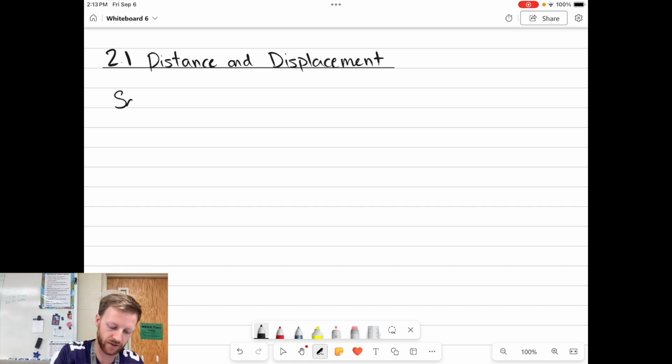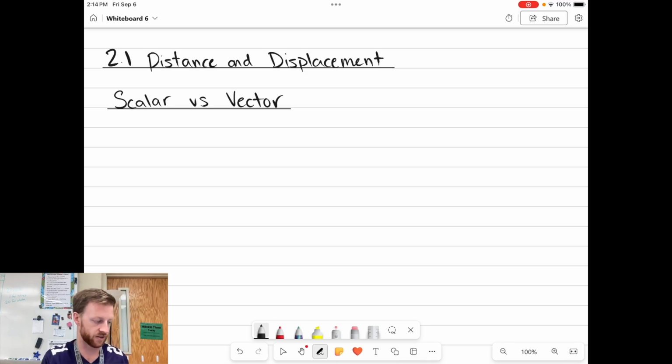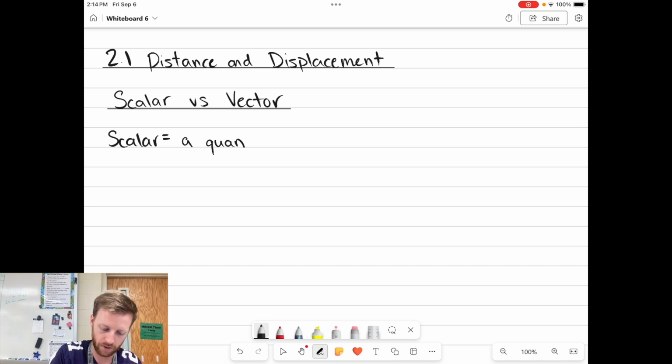The reason we have to talk about this is because distance is one of these and displacement is also one of these. So, scalars versus vectors. And let's get their definitions first. A scalar is basically any number. It's just a quantity. A quantity is a fancy word for number. So it's a quantity with only a value.